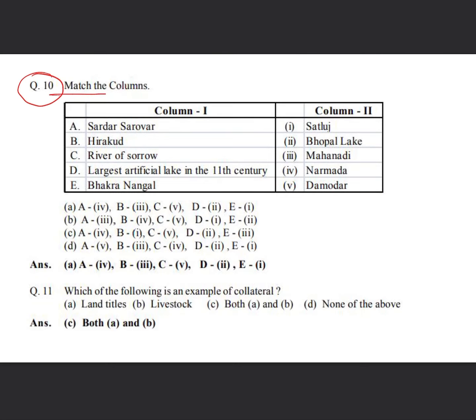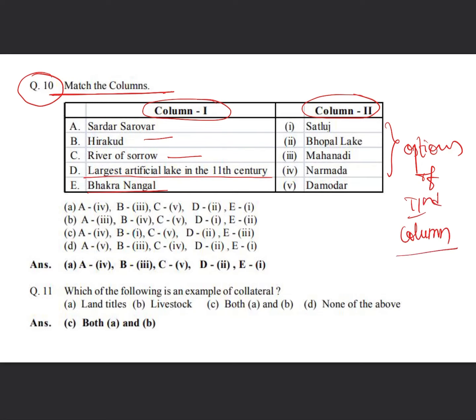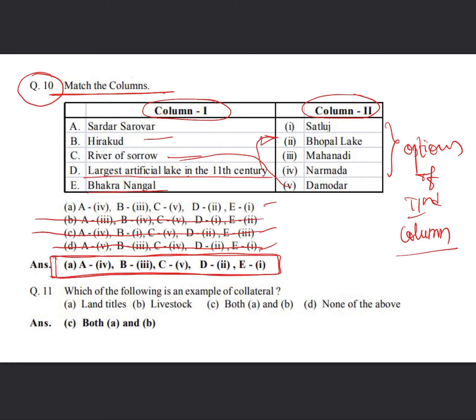Next question. Question number 10. Match the columns. First column and second column. This is what: Sardar Sarovar, Hirakud, River of Sorrow, largest artificial lake in the 11th century and Bhakra, and these are the options of the second column. So we know the largest artificial lake in the 11th century was Bhopal Lake. So see where D2 is mentioned. It is not, so this is incorrect. Hirakud is on the Mahanadi River, so B3. See where B3 is mentioned. Here it is not mentioned, so this is also incorrect. Now for C, River of Sorrow. Damodar is called the River of Sorrow, C5. C5 is not mentioned here. So we derive this answer as option number A. Option A is the correct answer for this question.